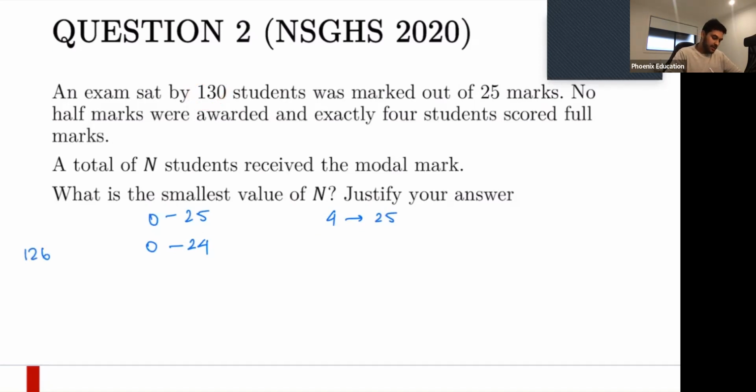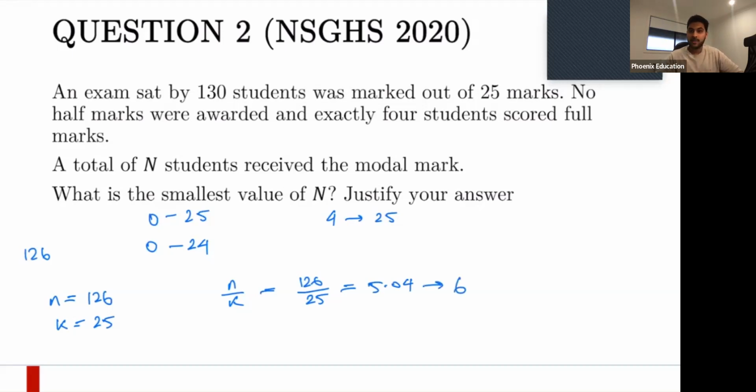So that means the number of items that we have is 126, and the number of containers that we have, or the number of marks that you can get, is 25, because from 0 to 24, there's 25 numbers. Now, if we use the formula, n on k, this will be 126 over 25. If you plug that into the calculator, that gives you 5.04. And if we round this up, this gives us 6.